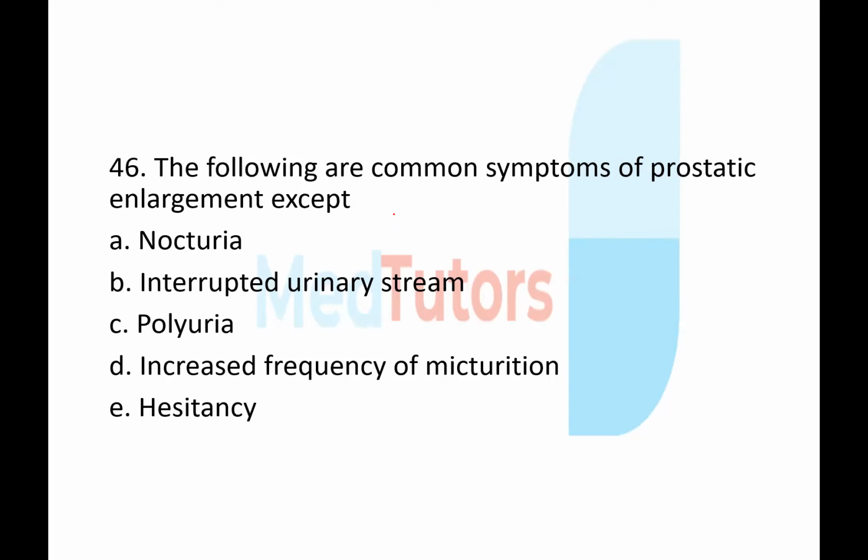The following are common symptoms of prostatic enlargement, except which is not a cause of prostatic enlargement. Nocturia is frequency at night. It is caused by prostatic enlargement. It's the symptoms. Interrupted urine stream is also an obstructive lower urinary tract symptom. This is an irritative, this is an obstructive. Polyuria, they don't usually have polyuria, it's frequency they have.